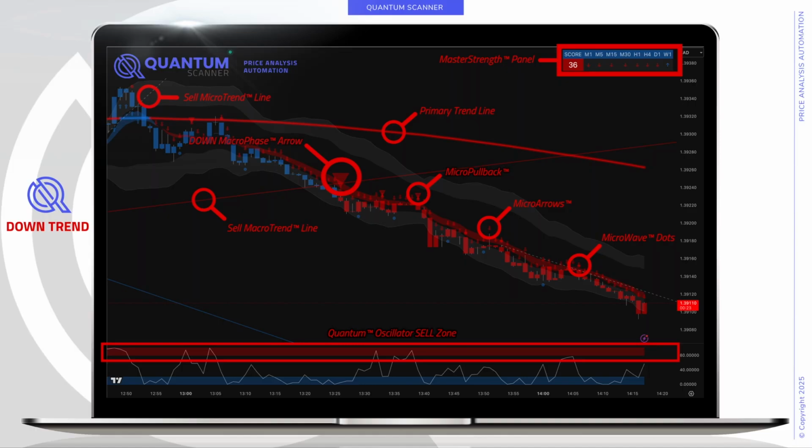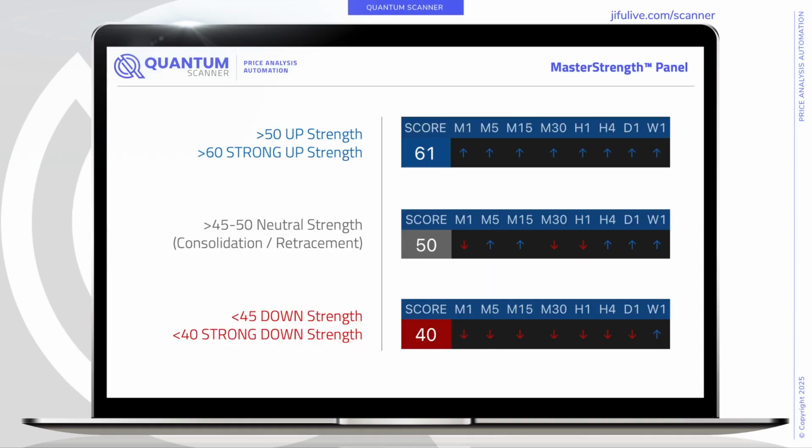The Master Strength panel provides a unique and proprietary strength measure that indicates on any asset and time frame the relative strength of the trend. A score of greater than 50 indicates upward strength. A score greater than 60 indicates strong upward strength. A score of 45 to 50 indicates neutral strength, indicating possible consolidation or a retracement.